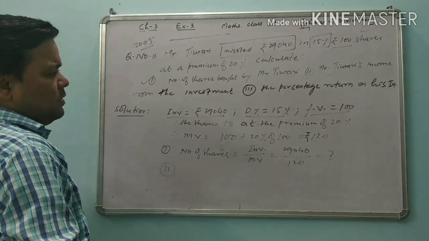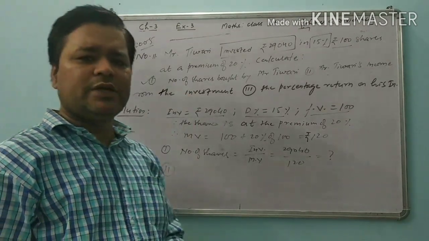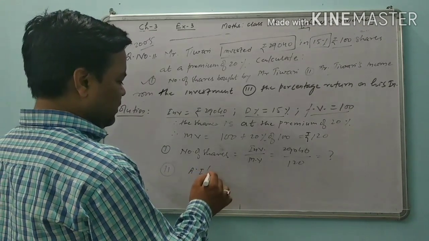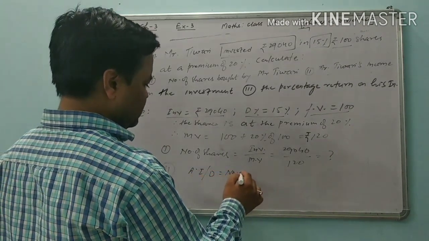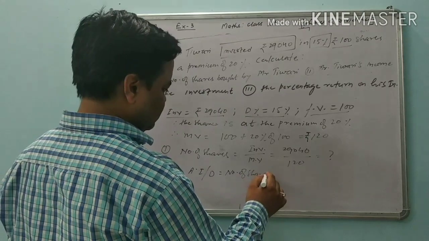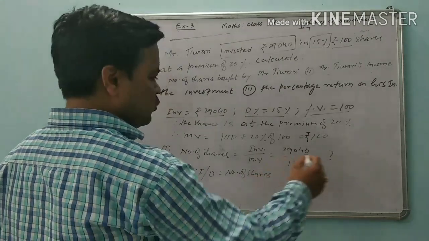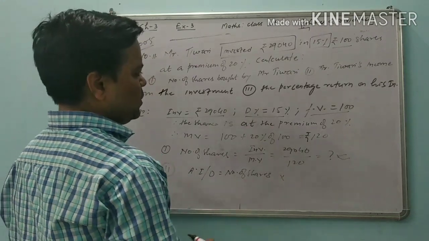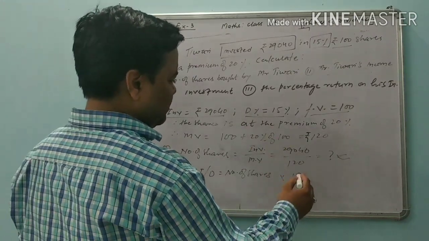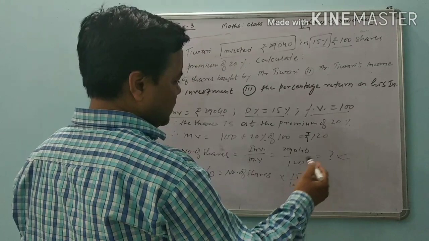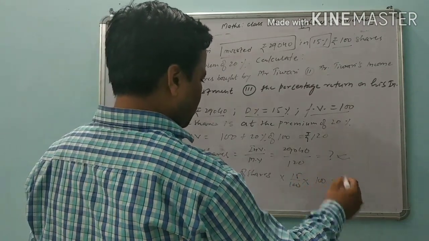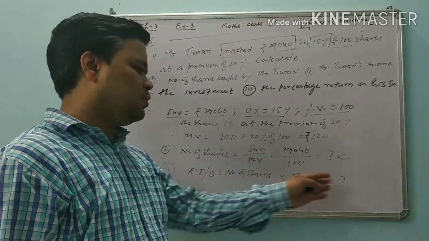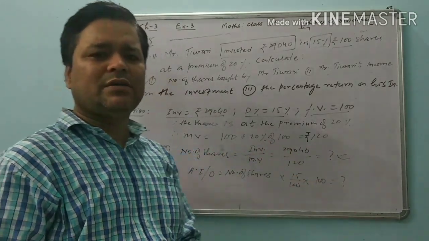And again, the Tiwari's income from the investment. Tiwari's income means annual income. And you know the formula: annual income or dividend is equal to number of shares, which you get from the first part, into rate of dividend. Rate of dividend is 15, that will be 15 by 100 into face value, that is 100. The number of shares we have from here. Calculate it, and we can find the annual income also.